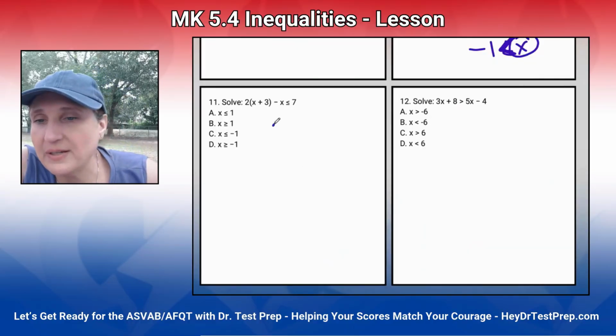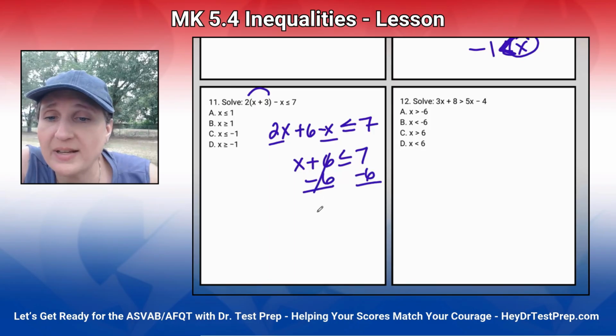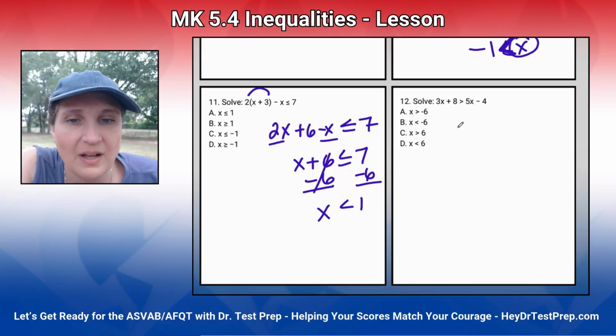2 times x is 2x. 2 times 3 is 6. Subtract the x. Combine like terms. Subtract 6 from both sides. There you go. Simple as that.